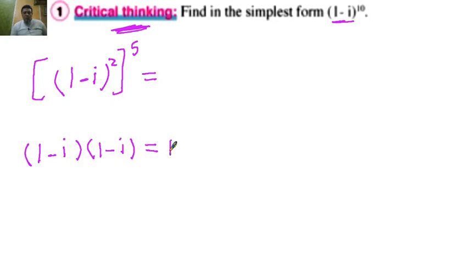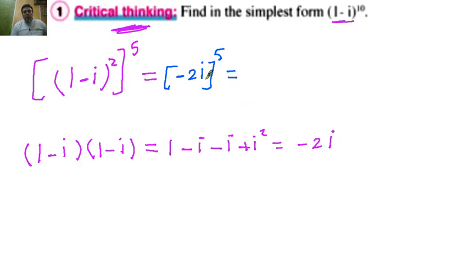1 times 1 equals 1, 1 times negative i equals negative i, negative i times 1 equals negative i, and negative i times negative i equals positive i squared. Then the result, with i squared equal to negative 1, is 1 minus 1 equals 0. Then the result becomes negative 2i. Then this expression equals negative 2i all to the power 5.